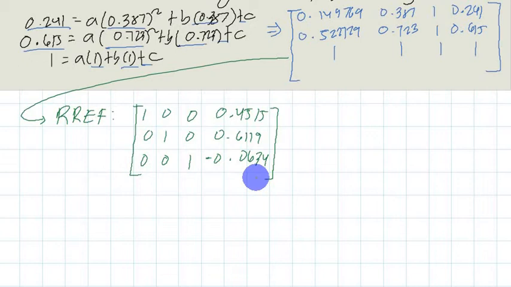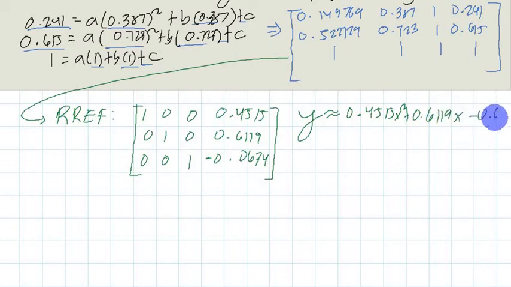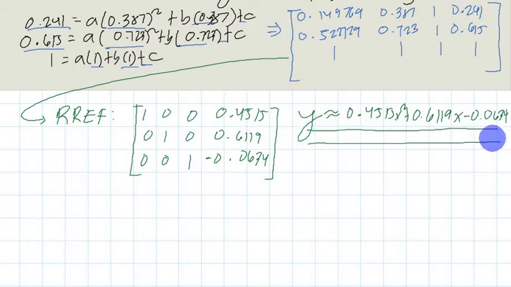So given the reduced row echelon form, we have now the function y is approximately equal, I use that because of our rounding off, to 0.4515x squared plus 0.6119x minus 0.0634. So there. Now, we are asked to test this model using the values from Mars.